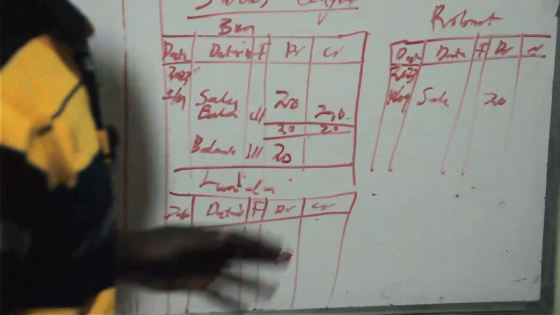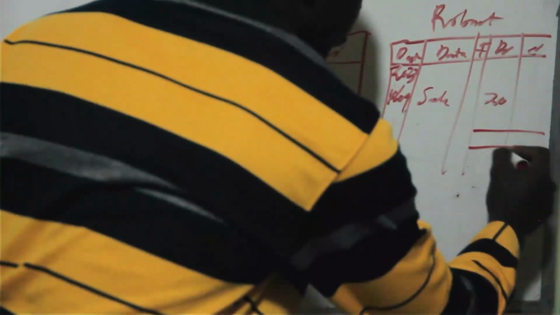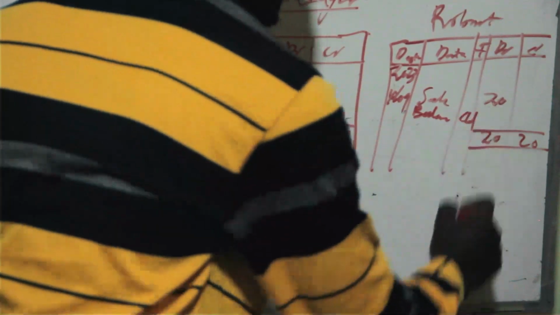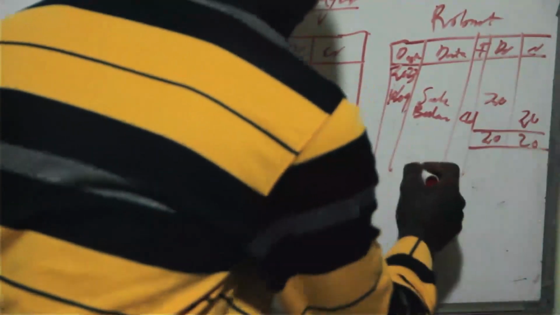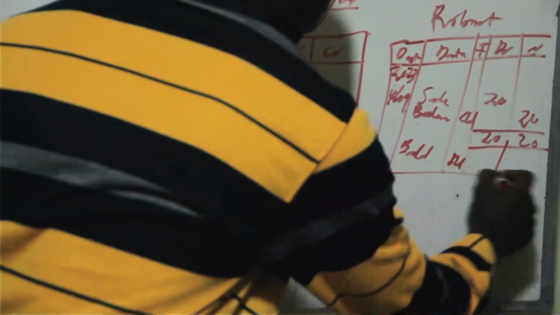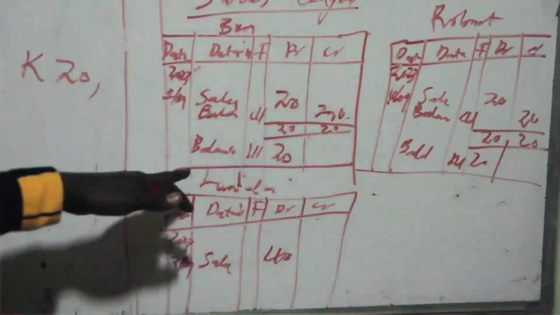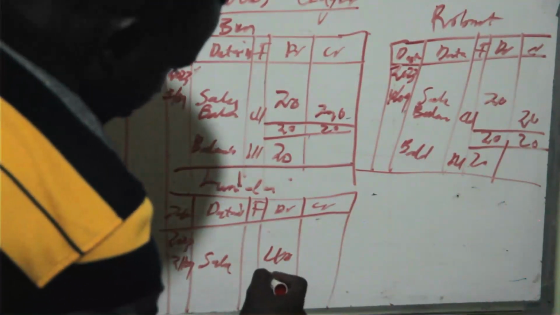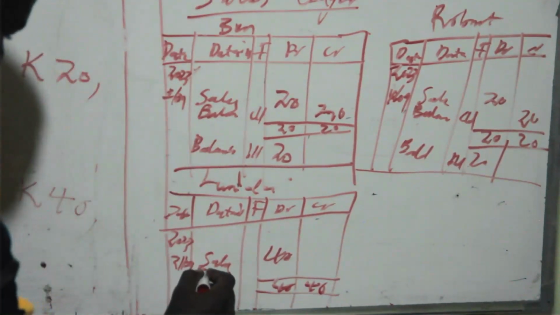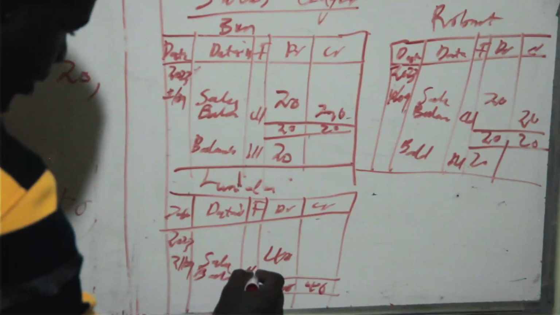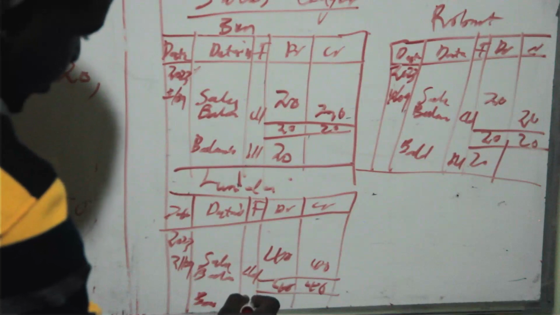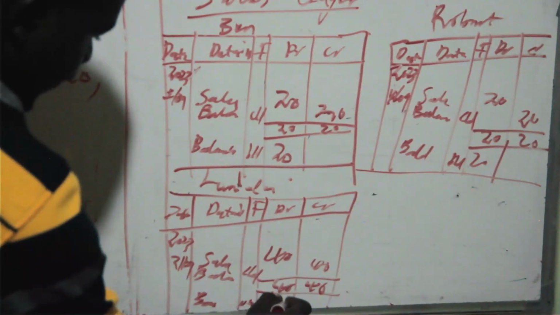We'll go to the account of Robert. Our total there, we're also going to have 20, 20. Our balance carried down is going to be shown on the credit side as 20. Then the balance brought down is going to be shown on the debit side as 20. Then the account for Lubunda there, our total we're going to have 40 on the debit side and 40 on the credit side. That means that the balance carried down is going to be shown on the credit side as 40, and the balance brought down is going to be shown on the debit side as 40.